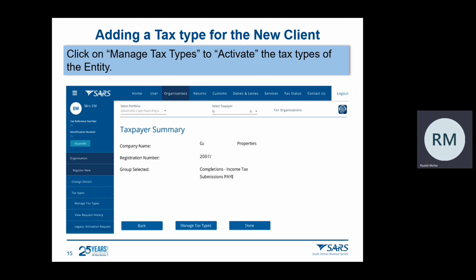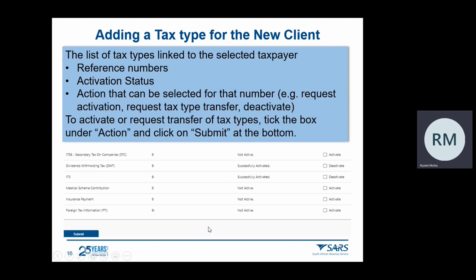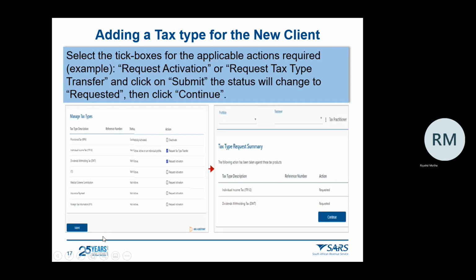So now you need to add a tax type to your new client. So what you'll do now is click on Manage Tax Types to activate the tax types of the entity. It will now give you a list. On this list over here, you would now see the reference numbers, the activation status, and the action that can be selected, whether you want to activate it or deactivate it. So in the event that you want to activate a tax type, you would then click on Activate in the little block and you click Submit.